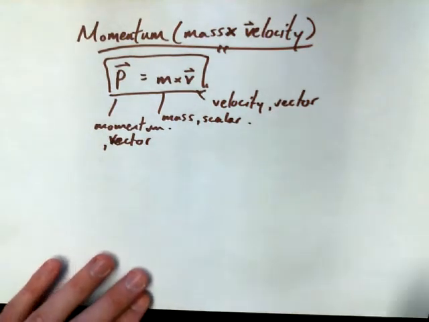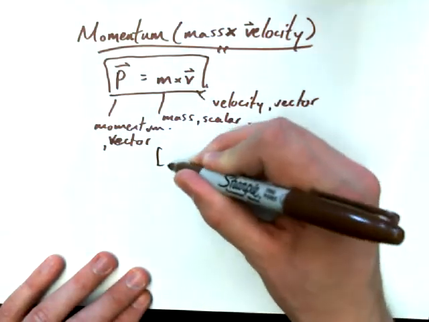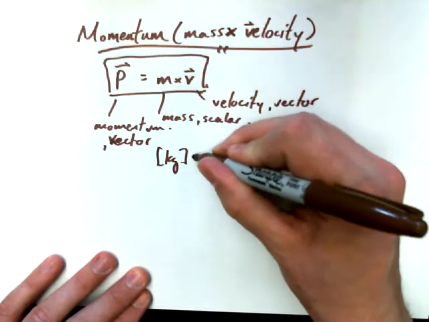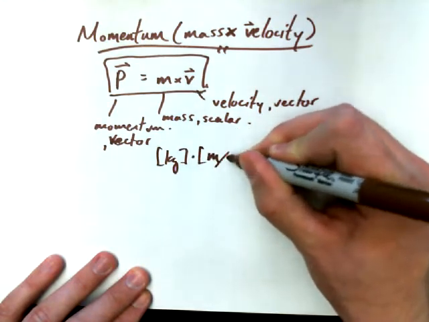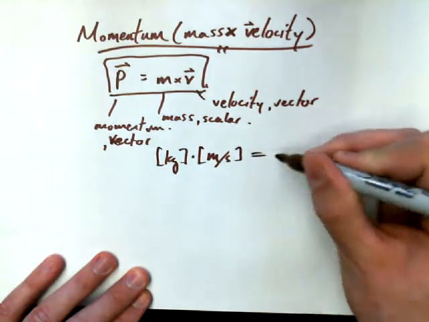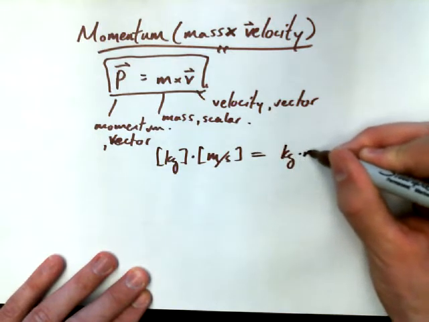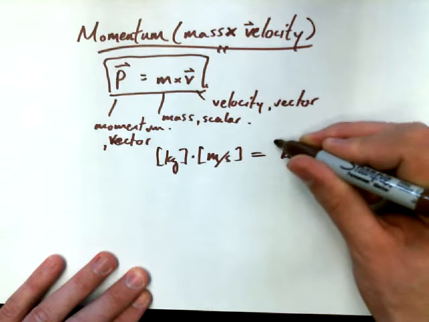I want to talk about the units, though. The units for mass, kilograms. The units for velocity, meters per second. And so the units that we get when we calculate momentum are kilogram meters per second.